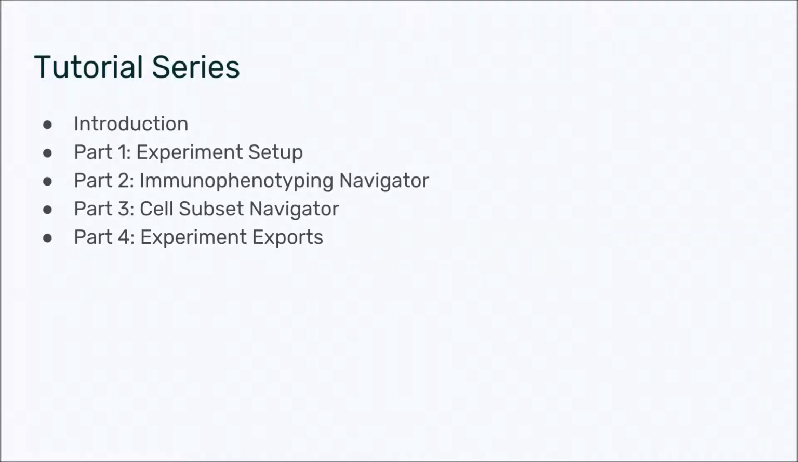This concludes the mass cytometry tutorial series. I have shown you how to set up a new experiment, validate and explore the cell subsets using Immunophenotyping Navigator, draw experiment-wide insights using the cell subset navigator, and get full access to the analysis results using the experiment exports.